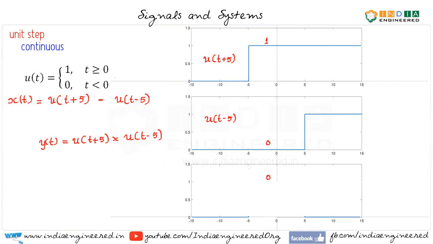So let's plot y of t. Now from 5 onwards, the value of u of t plus 5 is 1, and here also its value is 1. So we will get 1. So this is the plot of y of t, which is u of t plus 5 into u of t minus 5. So we can use unit step to truncate the signal in the desired area.